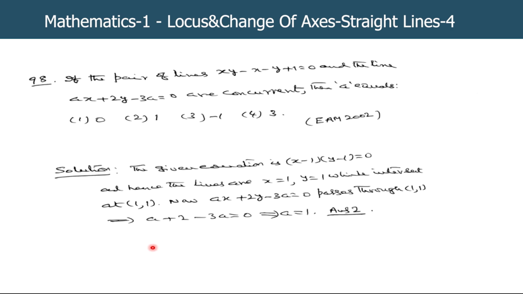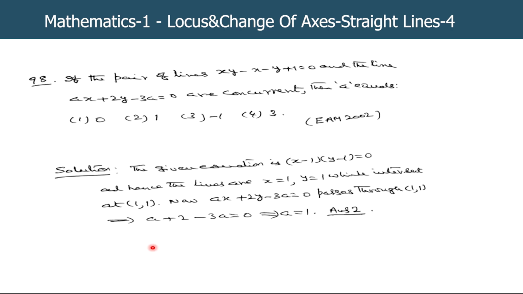See, the given equation xy minus x minus y plus 1 equal to 0, if you factorize it, that is simply x minus 1 into y minus 1 equal to 0. So, therefore, the given lines are x minus 1 equal to 0, y minus 1 equal to 0 and ax plus 2y minus 3a equal to 0. And x is equal to 1, y is equal to 1 intersect at the point (1, 1).